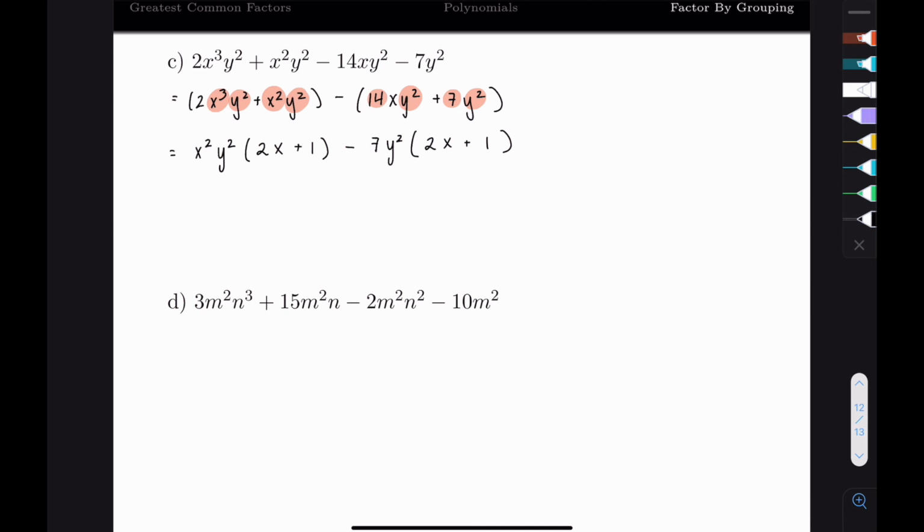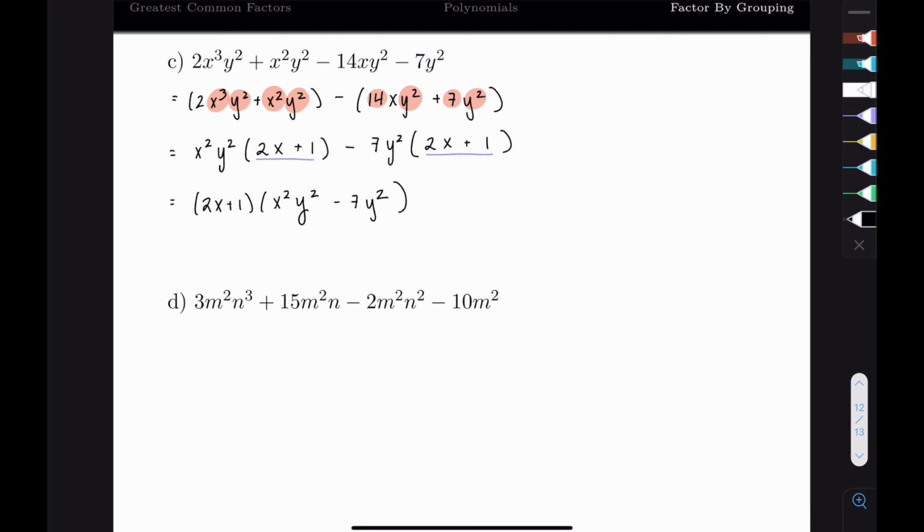And so this should happen every single time. We now notice that they both have this 2x plus 1 factor left over. So if you don't end up with the same factor in each piece, there's a good chance you didn't take the full greatest common factor out of the individual groupings, or you messed up with a minus sign somewhere. So just double check those first. But now they both have the 2x plus 1 we can take out. From the first piece, we're left with x squared y squared, and then we're left with this minus 7y squared.